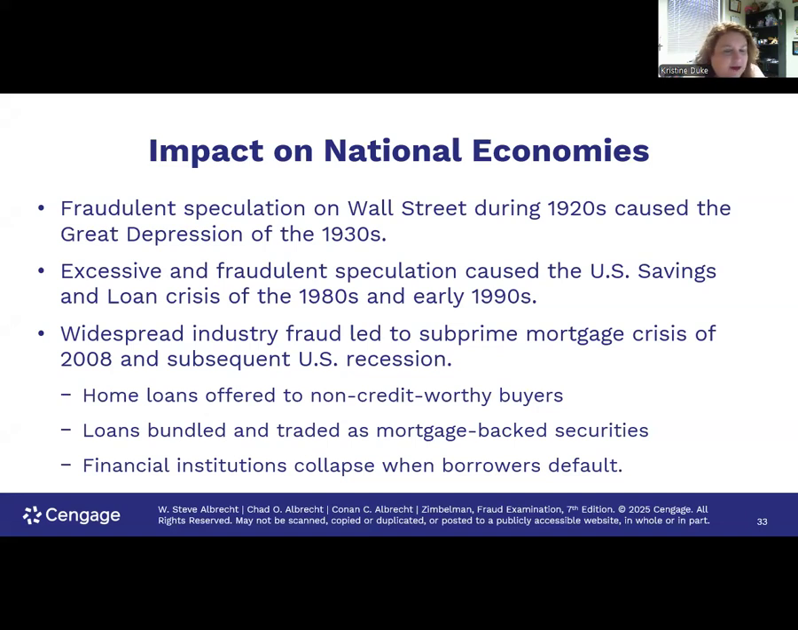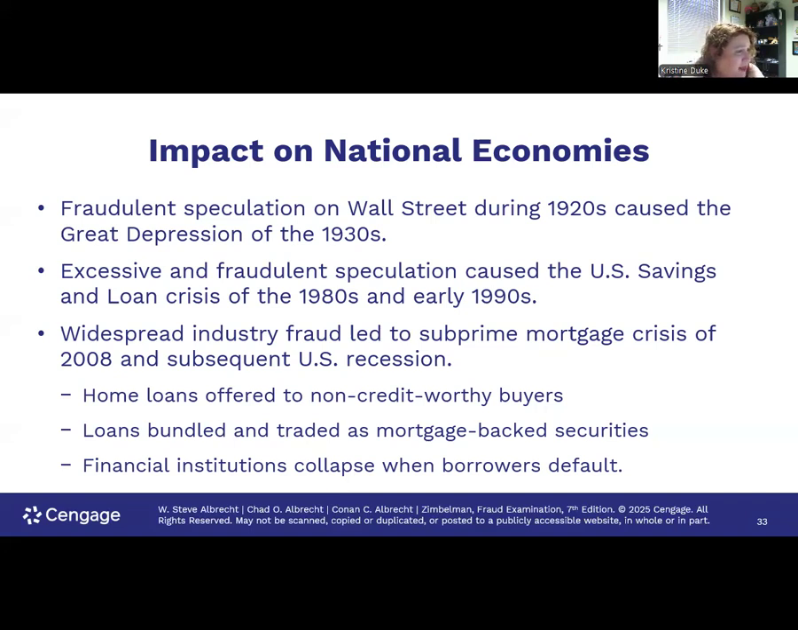Impact on national economics. 1920s, Great Depression. People were jumping out the windows because they lost so much money. The entitlement acts were passed in order to protect people from such extreme poverty. We also had the excessive and fraudulent speculation, U.S. Savings and Loan, 1980s, 1990s. Let's come up to 2005, 2008.